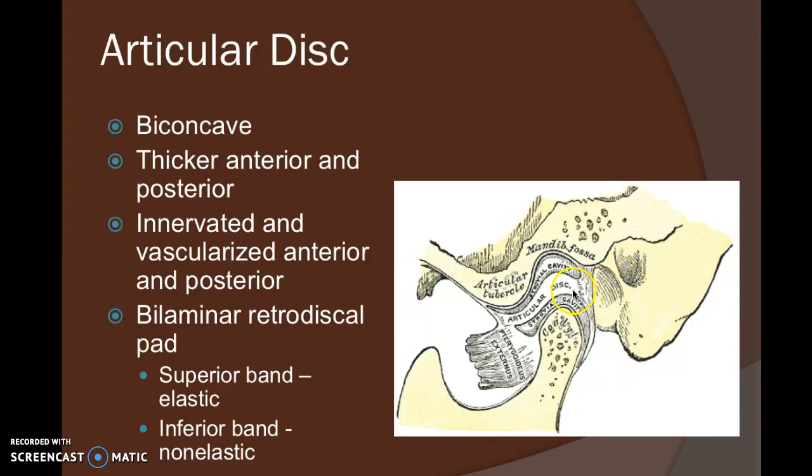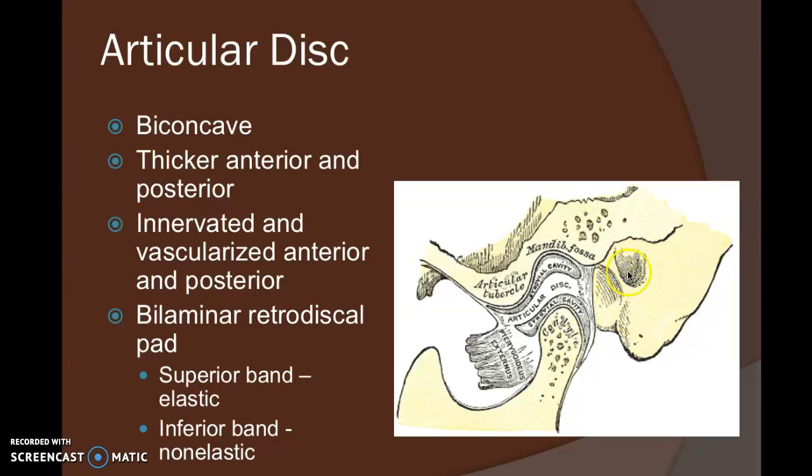The articular disc is biconcave, so I think about it as a more complicated gummy lifesaver, where we've got a thicker outer portion and a thinner central portion. The outer portion in the posterior aspect and the anterior aspect are vascularized and innervated, but the middle portion is not.